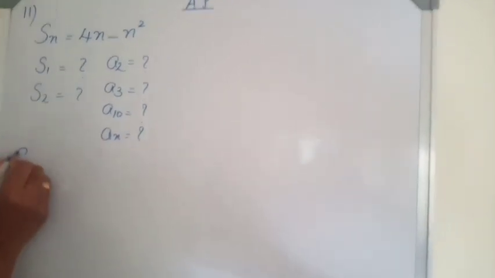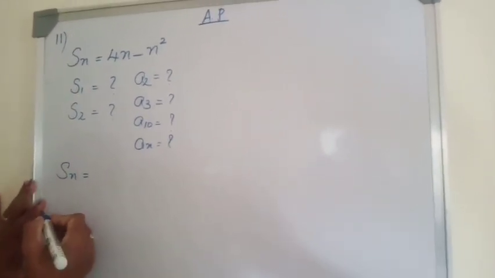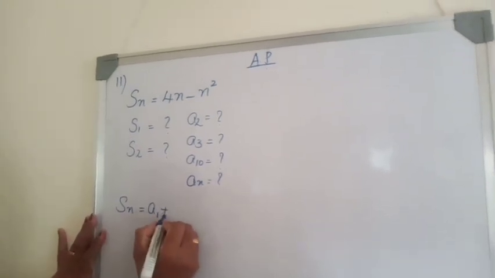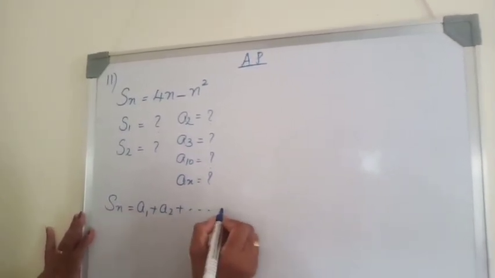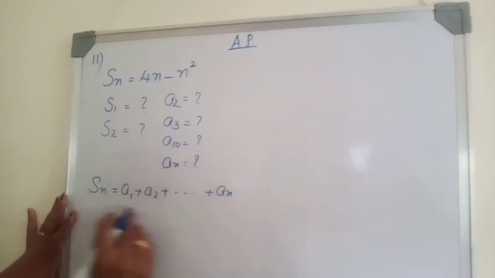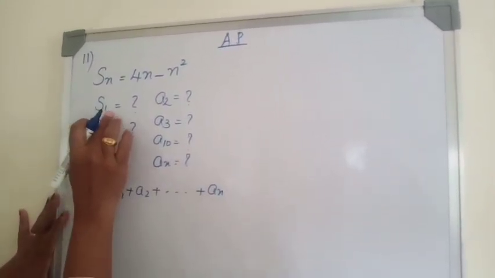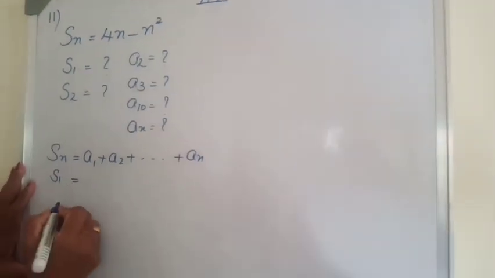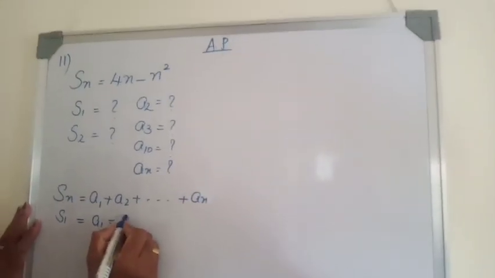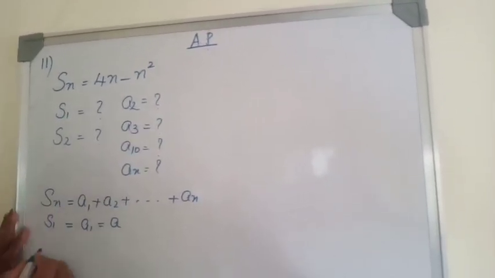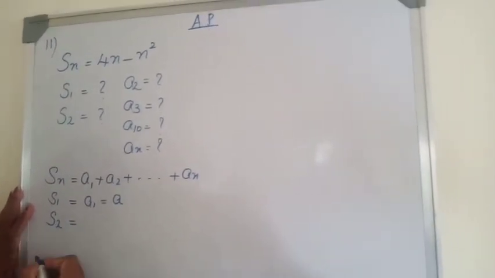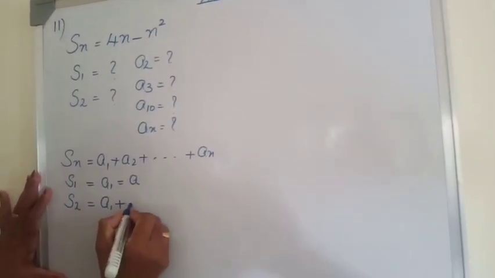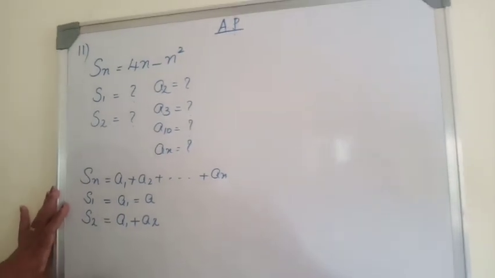Before starting the sum, let me explain once again. Sn is sum of all the terms. That is, terms are starting from A1 plus A2 plus etc. Nth term is An. This is sum of n terms. So, sum of one term means S1, nothing but A1, that is equal to A. S2 means sum of two terms. Which are the two terms? A1 and A2. So, S2 is nothing but A1 plus A2.